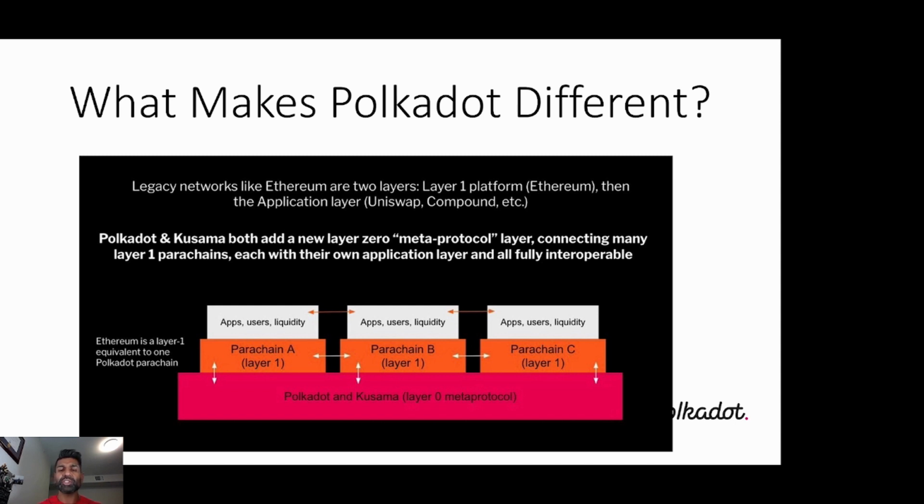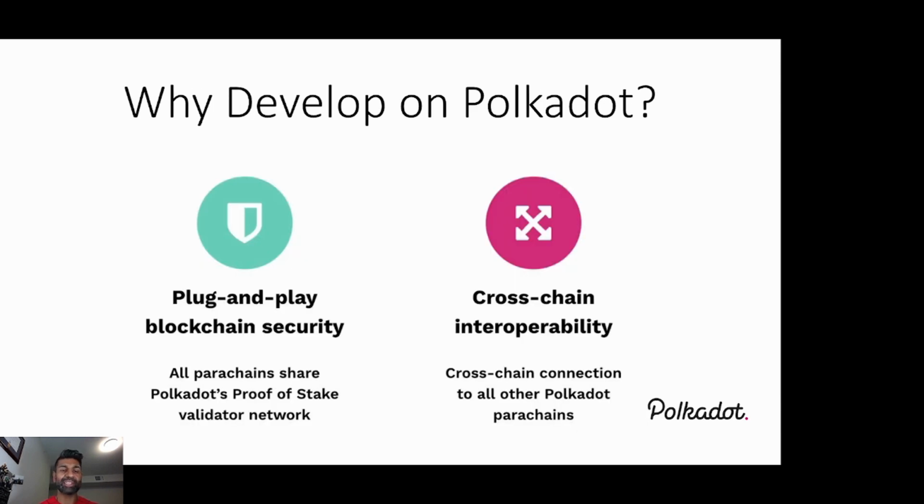And so these parachains, what they're actually competing for are the layer 1 spots that are to be written on top of the Polkadot layer 0, what they call the meta protocol, or the relay chain that the parachains sit on top of. And all that really means is easy interoperability and a shared security model, right? Which leads into the next slide. Why build on Polkadot? Well, you get plug-and-play security through Polkadot's proof-of-stake validator network, and you get that cross-chain interoperability built right in. Not to mention EVM capability as well.